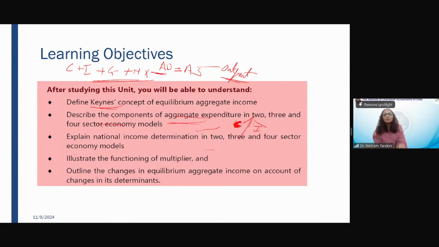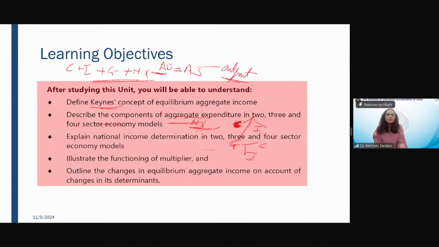So government also spends on consumption and investments. The three-sector model takes care of households, corporate, and government. And the four-sector model takes care of corporate, household, government, and the rest of the world, that is exports and imports, that is net exports. So we take care of all these four in the four-sector model. In the two-sector model, we only take care of consumption and investment.